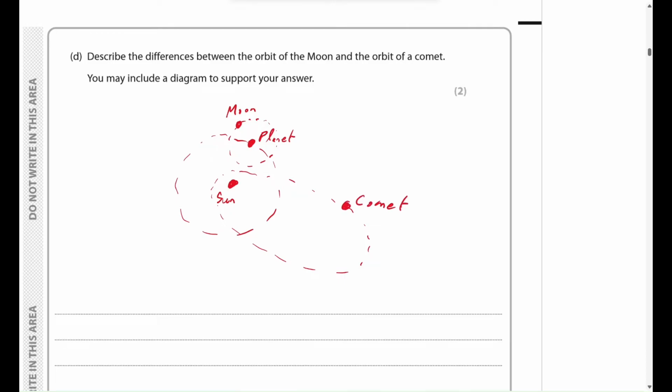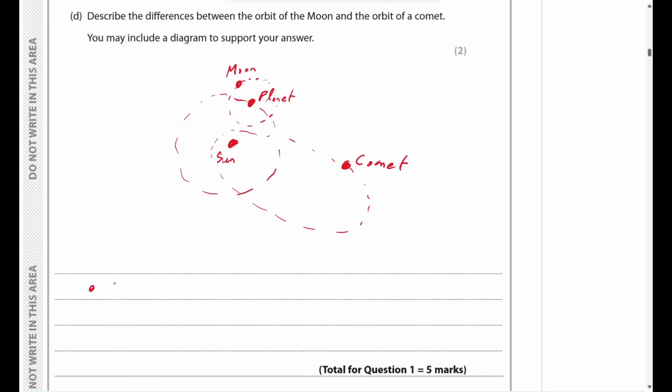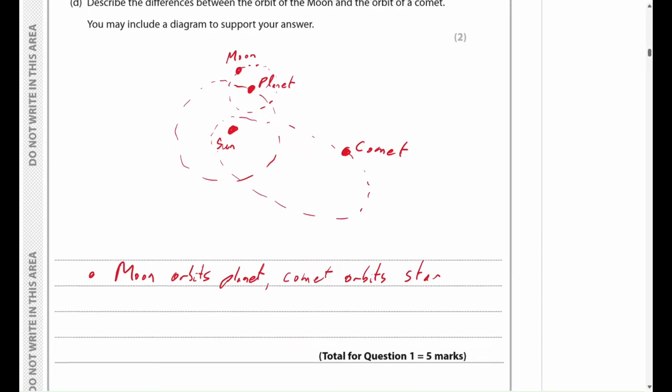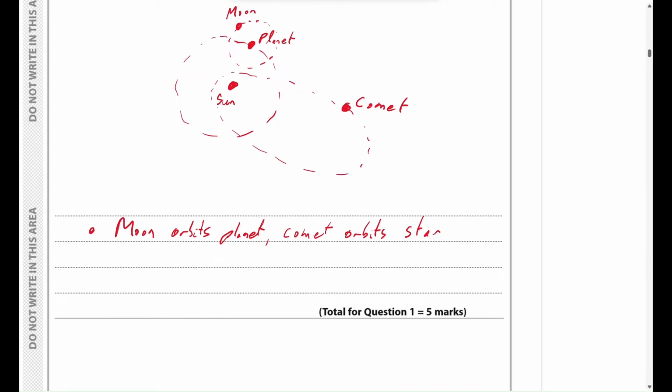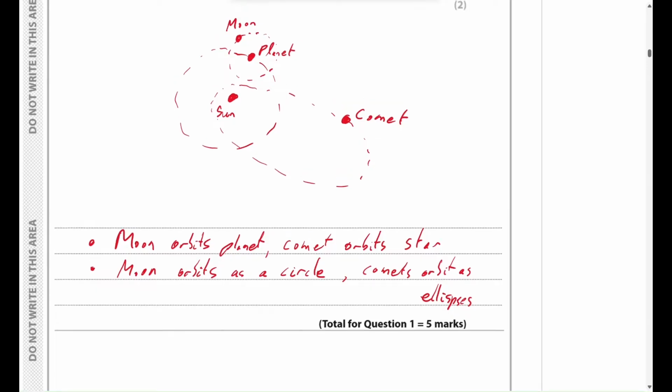So probably 1 mark for saying moon orbits planet, and the comet orbits the sun. I'll call it a star. And then second mark for saying moon orbits as a circle. Doesn't have to be the case, but is generally the case. Comets orbit as ellipses. And yeah, definitely draw a diagram for that one.